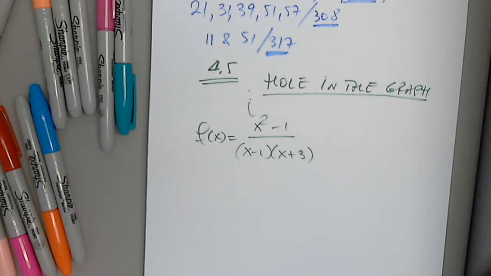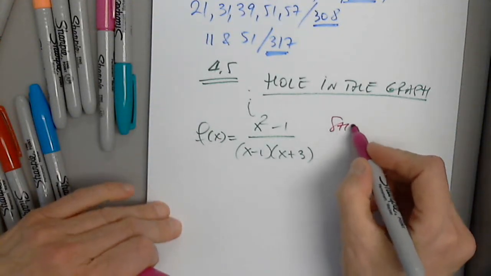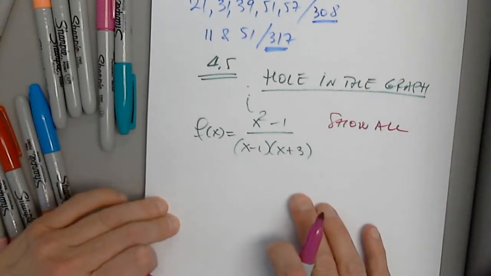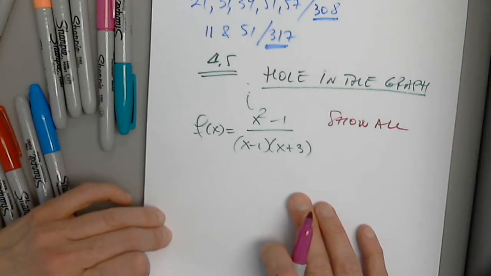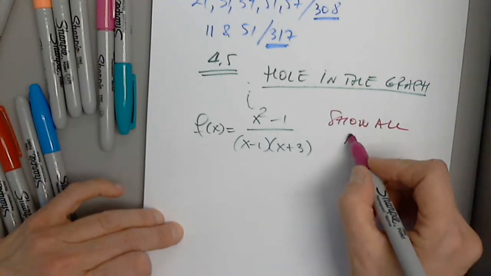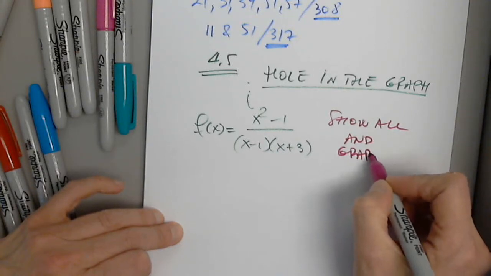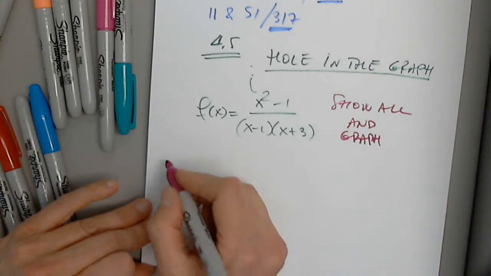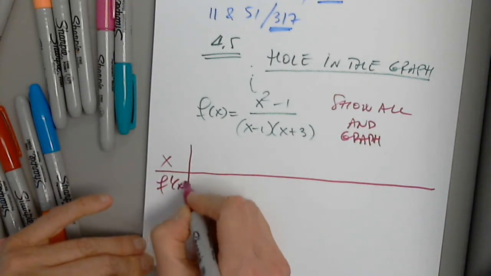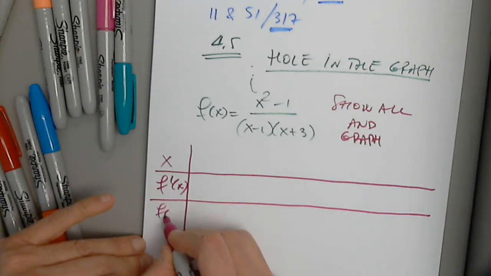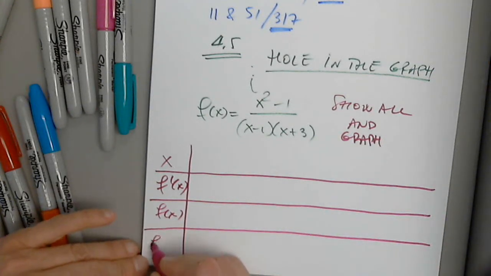What type of function is this? Of course, we are asked to graph and show everything that we know. Limits, asymptotes, and behavior. X and Y-intercepts, first derivative, second derivative, everything. Show all. And graph. So I'll get the table going. F prime, f of x, and the second derivative.